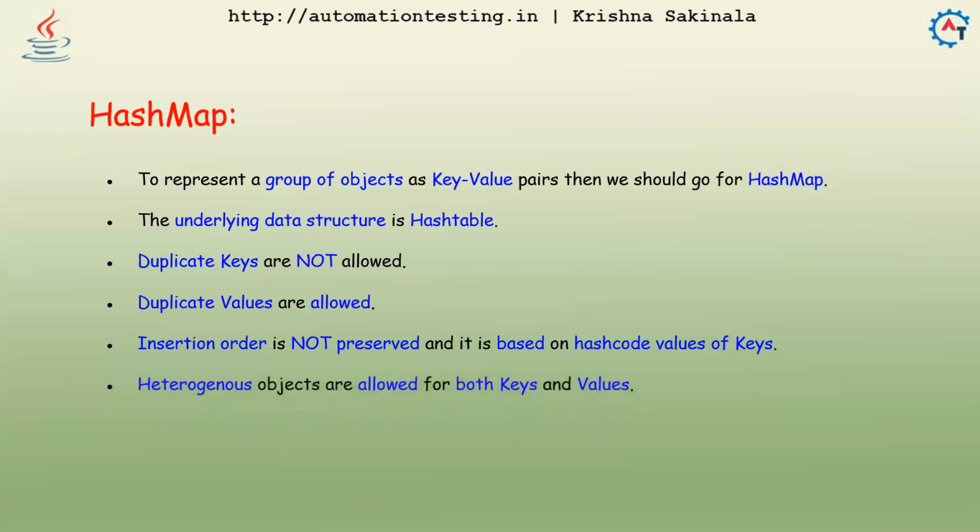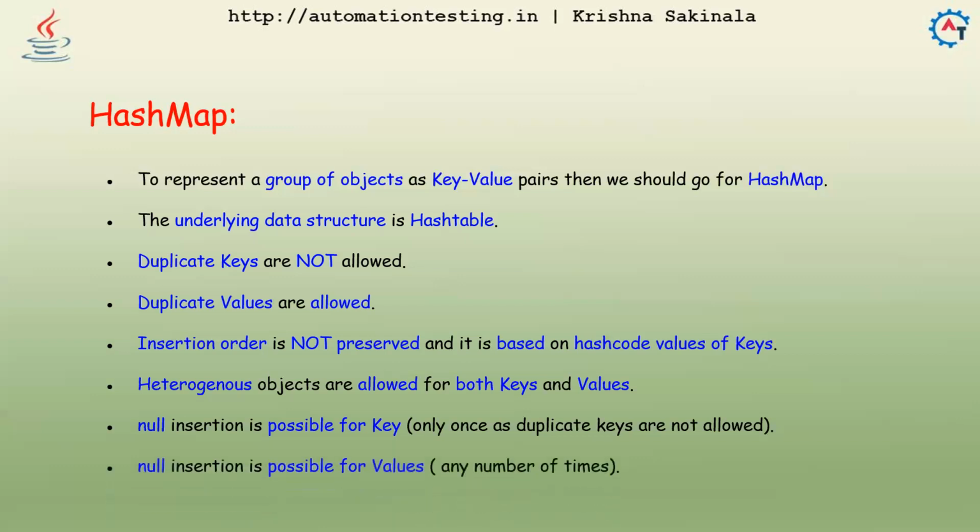Heterogeneous objects are allowed for both keys and values. We can give different types of values. Null insertion is possible for key only once, as duplicate keys are not allowed. So if you try to give it again, it will become a duplicate key, so it will not accept. It accepts only once. Null insertion is possible for values any number of times, because duplicate values are allowed, so you can insert null values more than once.